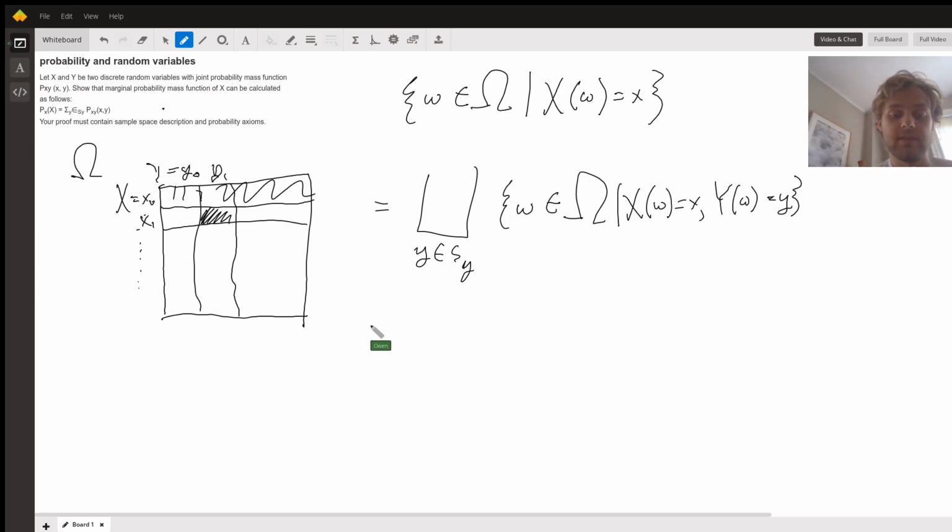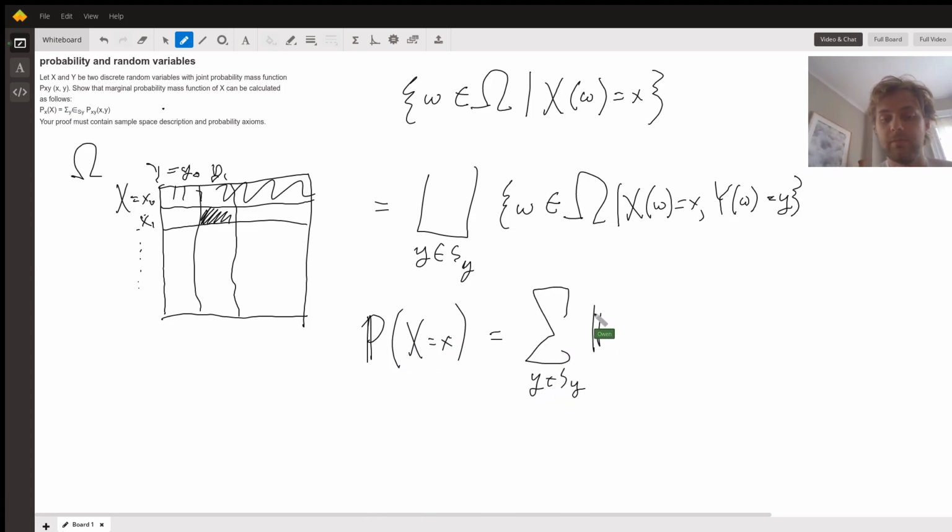So we can write that P of X equals little x equals the sum over y in the set of y values of the probability that big X equals little x and big Y equals little y. And we're done. This is the problem, because that's the probability mass function for X, and this is the joint probability mass function for X and Y.